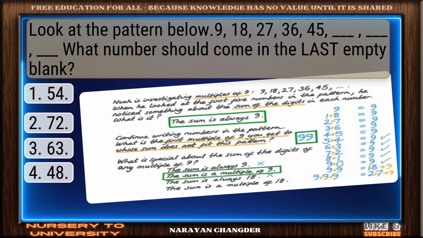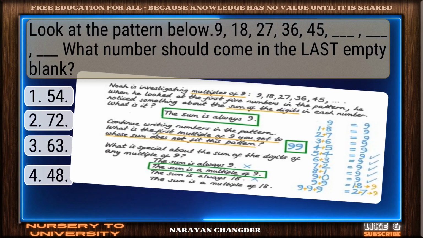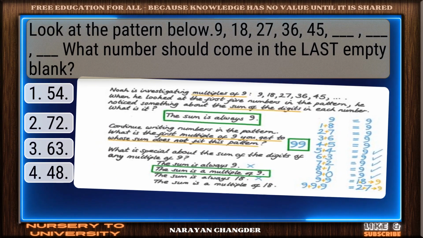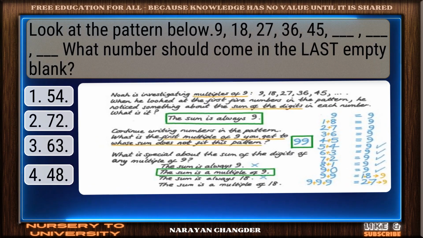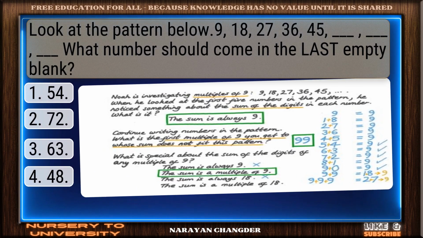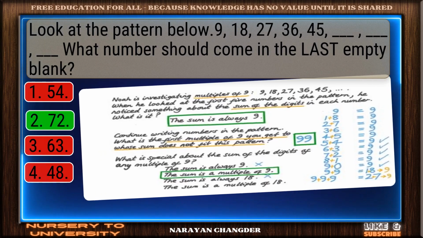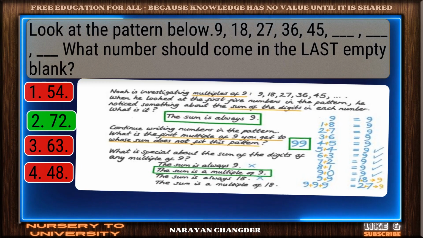Look at the pattern below. 9, 18, 27, 36, 45, dash, dash, dash, dash. What number should come in the last empty blank? Well done. 72 is the right choice.